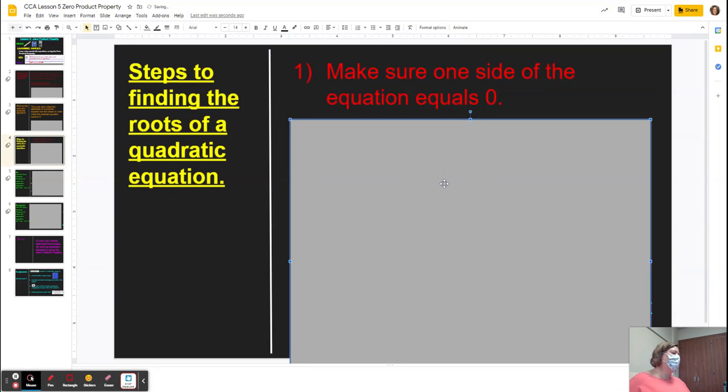The very first thing that you need to make sure that you do is that one side of the equation equals 0. Sometimes you'll see it where there's a plain number on one side by itself, or there's a term with a variable. All you need to do is use inverse operations so that one side equals 0. Step 1.